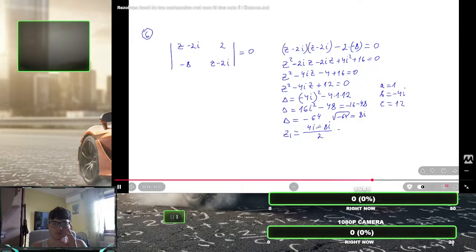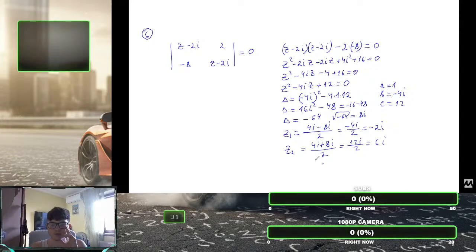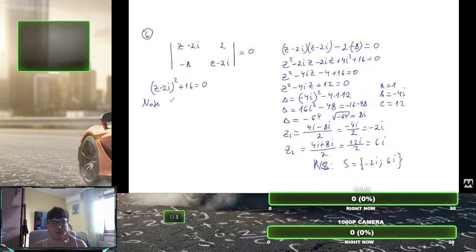So now we just apply the formula for i minus 8i divided by 2. 4i is a b with a minus, it's going to be that. So we will receive that right here, minus 2i, and now this right here is going to be 6i. So this is our result. Plus 16 right there.